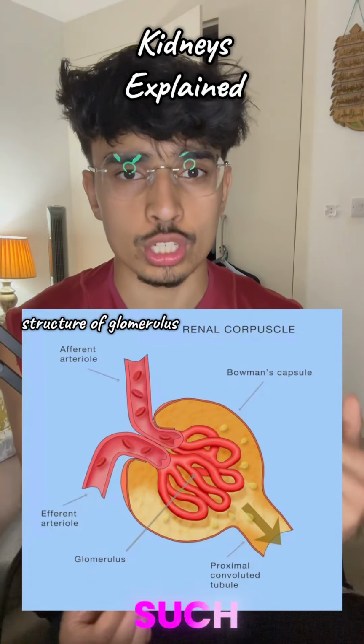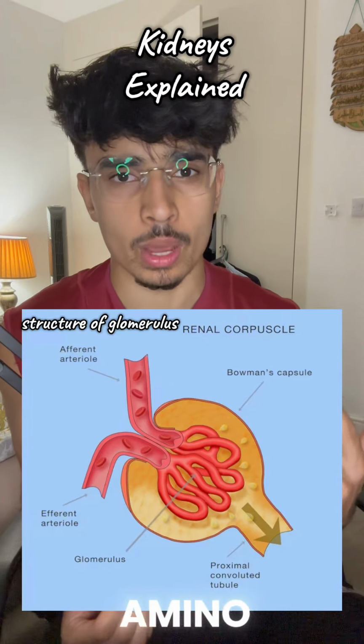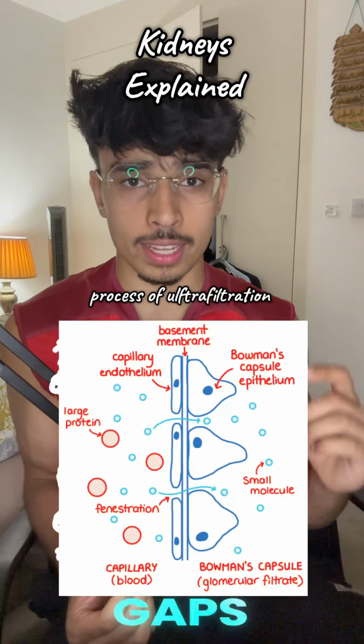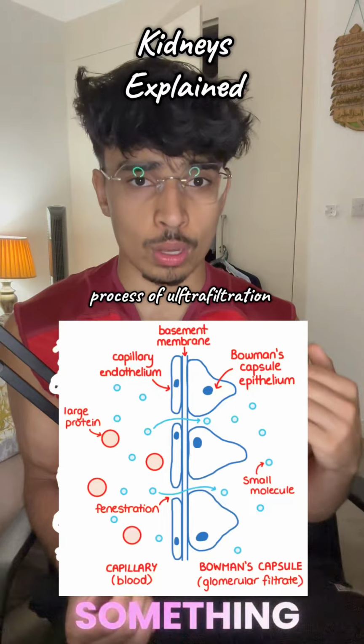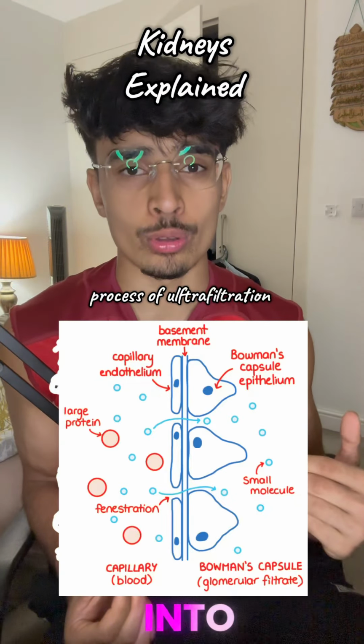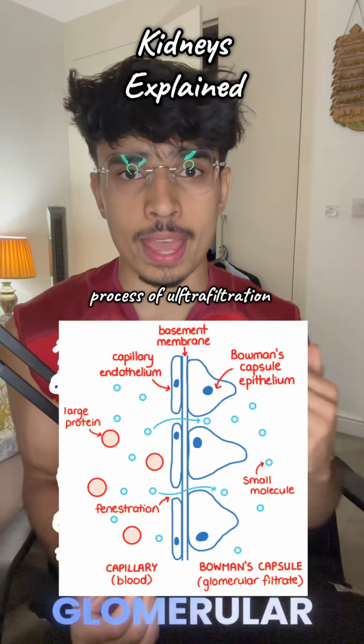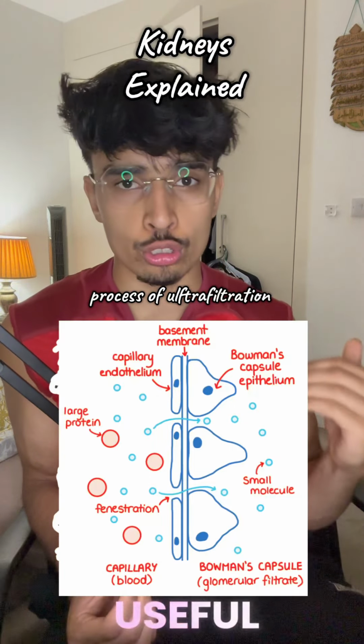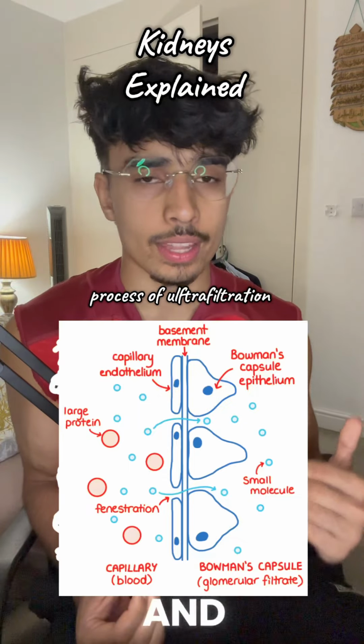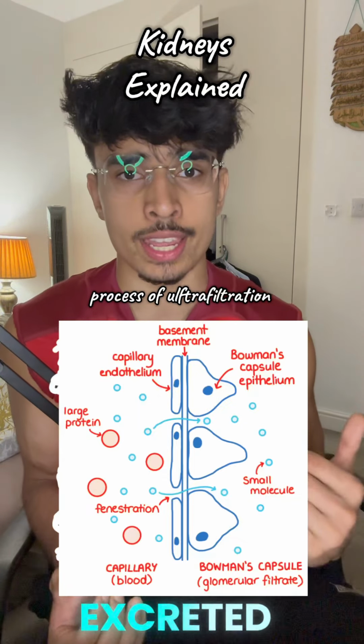So because it's coming at such a high pressure, this forces glucose, urea, amino acids and other small molecules out of the gaps in the capillary endothelium through something called the basement membrane and into the Bowman's capsule, forming the glomerular filtrate. Okay, and then this glomerular filtrate moves along the nephron and useful substances are reabsorbed along the way, and the non-useful substances are excreted through your urine.